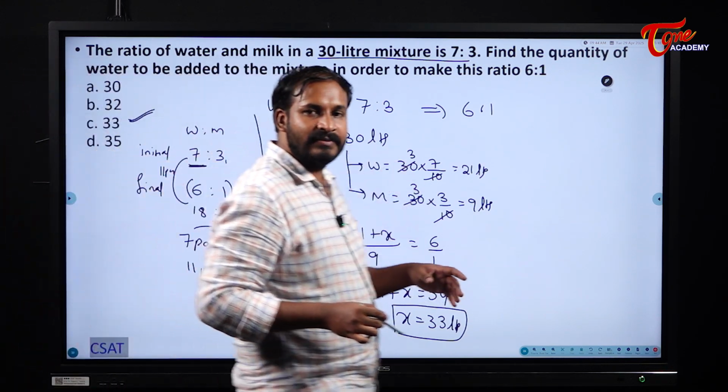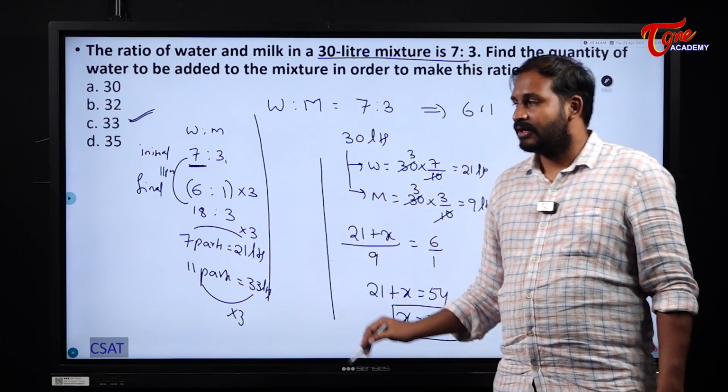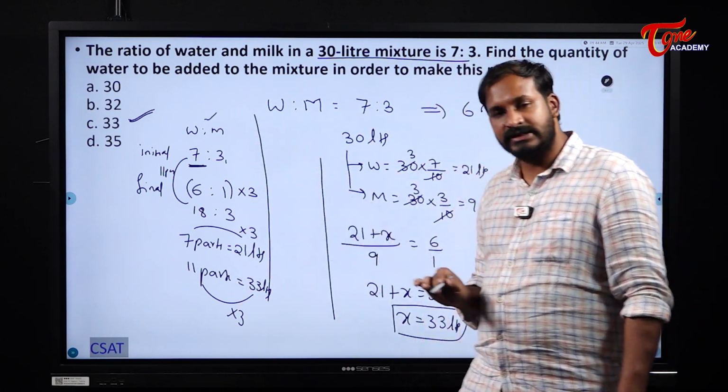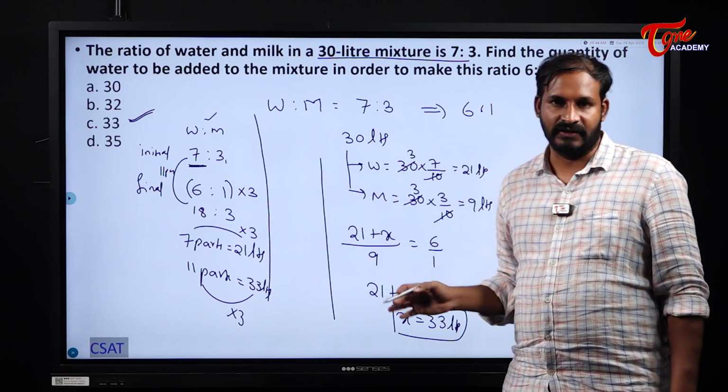See, this is the general method and that is the shortcut method, students. If you are comfortable with this, go with this one. Else go with the basic and standard one only.